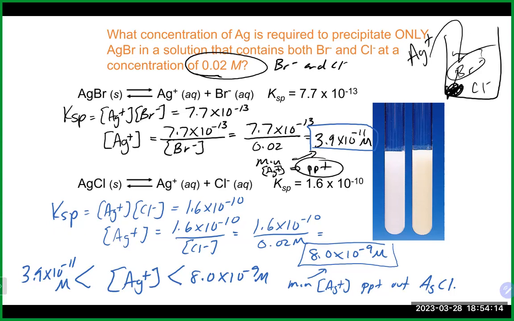One last thing here, just looking at the Ksp values in this case, could I compare them to determine which one should precipitate out first? I can in this case. They both break apart into 2 ions. In this case, it is the silver chloride that has the larger Ksp value, which means it should be more soluble, which is why the question asks to precipitate out the bromide first, because the bromide has the smaller Ksp value, which means actually less soluble in this case.